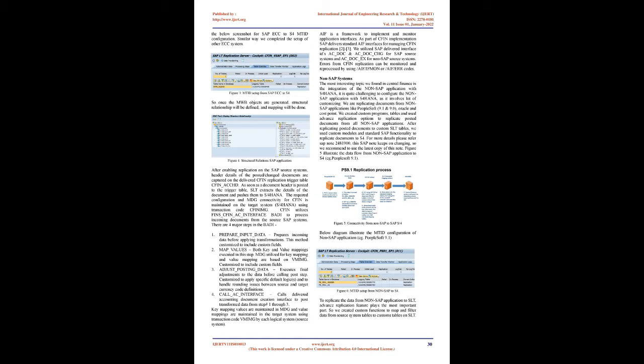1. Prepare_input_data prepares incoming data before applying transformations. This method is customized to include custom fields. 2. Map_values. Both key and value mappings are executed in this step. MDG is utilized for key mapping, and value mappings are based on VMIMG. Customized to include custom fields.